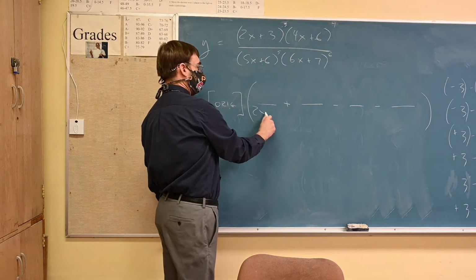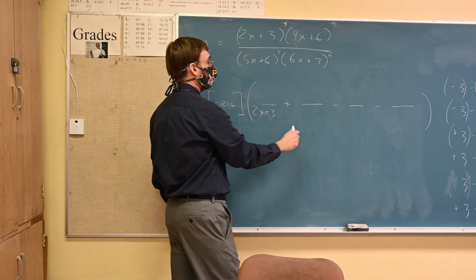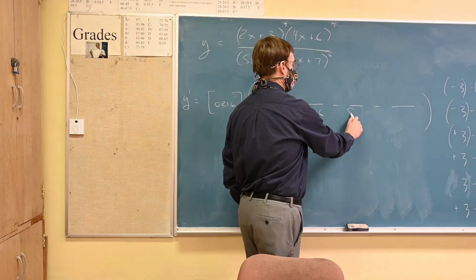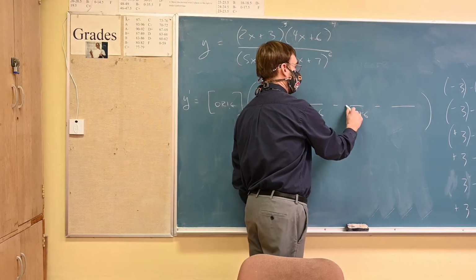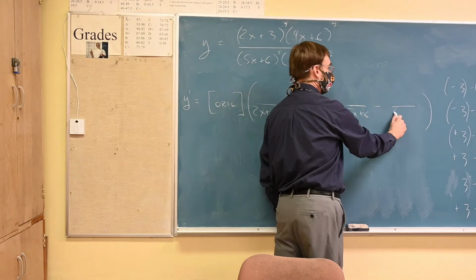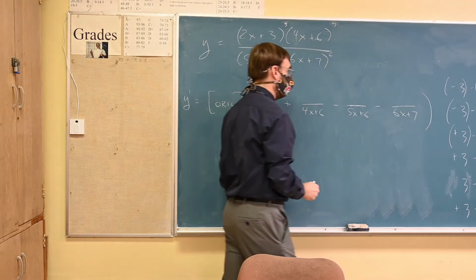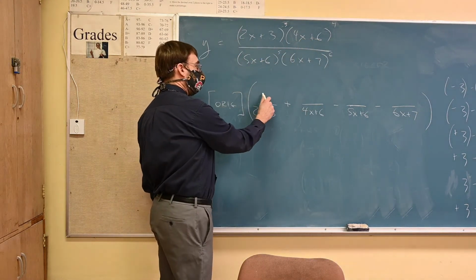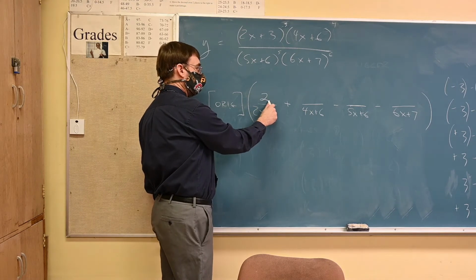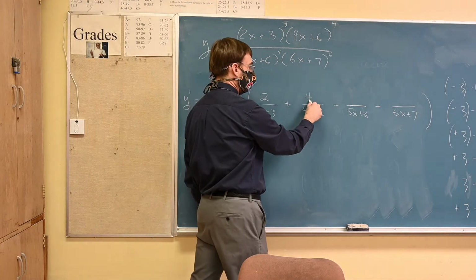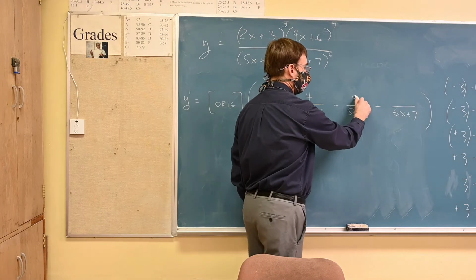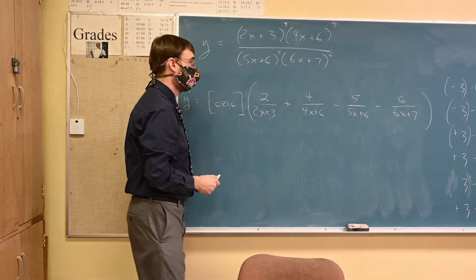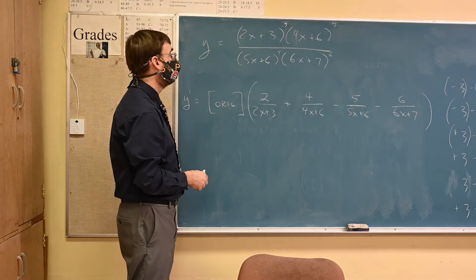And then I'm going to go 2x plus 3 owns a piece of this. 4x plus 6 owns a piece of this. 5x plus 6 owns a piece of this. 6x plus 7 owns a piece of this. My tops, temporary 2, temporary 4, temporary 5, temporary 6, from doing the derivatives of the bottoms.